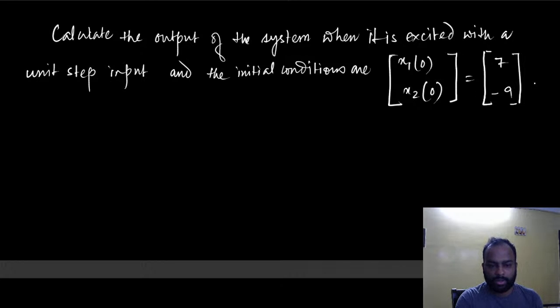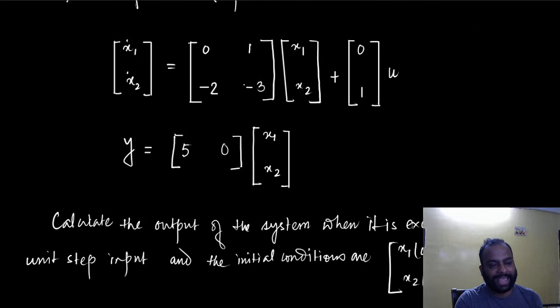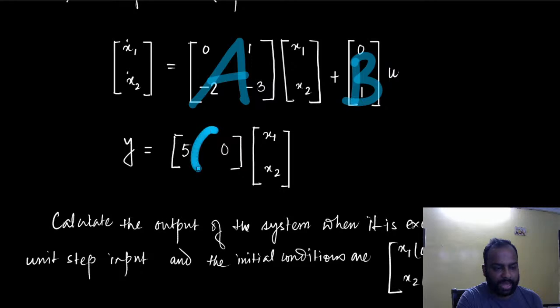Right? So now we have to extract A, B, C, D. We already know that this is your matrix A, this is your matrix B, and that's your matrix C. Of course, D is 0 here, right?